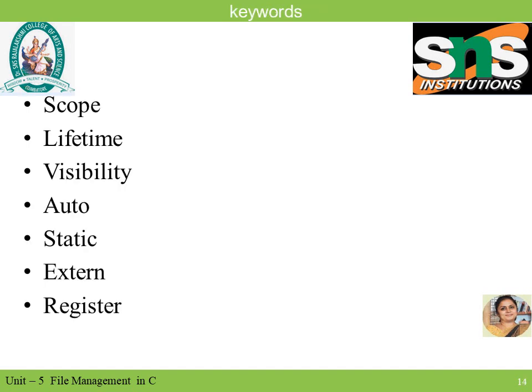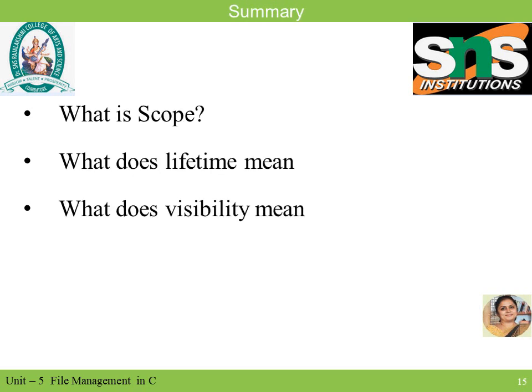So these are the things that we have seen today: the scope, the lifetime, visibility, auto, static, extern and register. These are the keywords that we have seen, and also we have seen what scope means, what lifetime means, and what visibility means.